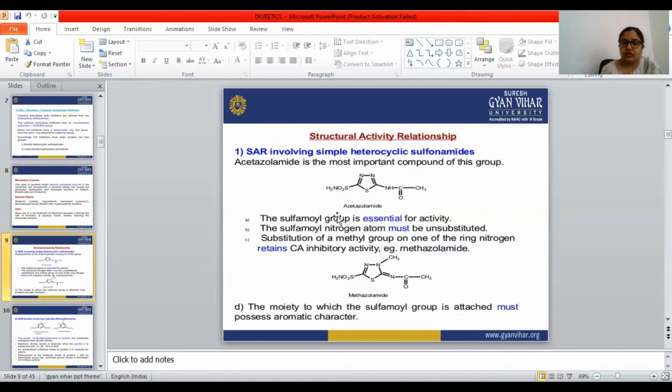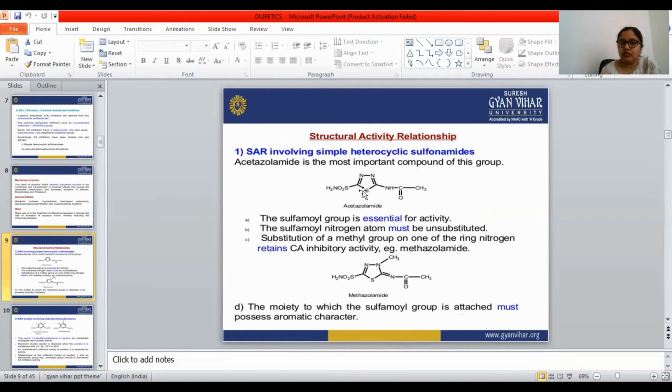Let's see the SAR of the first category. We divided the carbonic anhydrase inhibitors into two groups, heterocyclic sulfonamides and benzene sulfonamides. So we are seeing the SAR of the heterocyclic sulfonamides. Acetazolamide is the most important compound of this group, along with methazolamide. So this is the sulfonyl group.